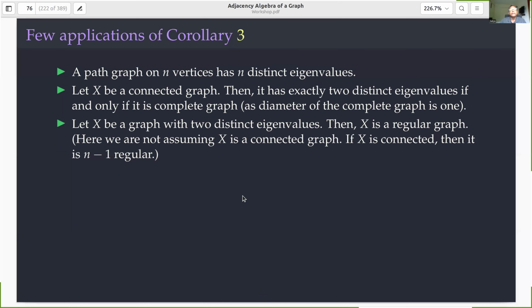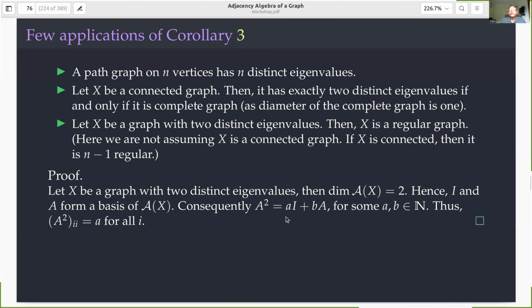Okay, so let us see. If X has two distinct eigenvalues, then the dimension of A(X), the adjacency algebra, equals the number of distinct eigenvalues. So the dimension of A(X) equals 2. Then what is the basis? What are the elements in the adjacency algebra? I, A, A squared and so on, all the powers, all the polynomials. In particular, I and A squared are also part of it.